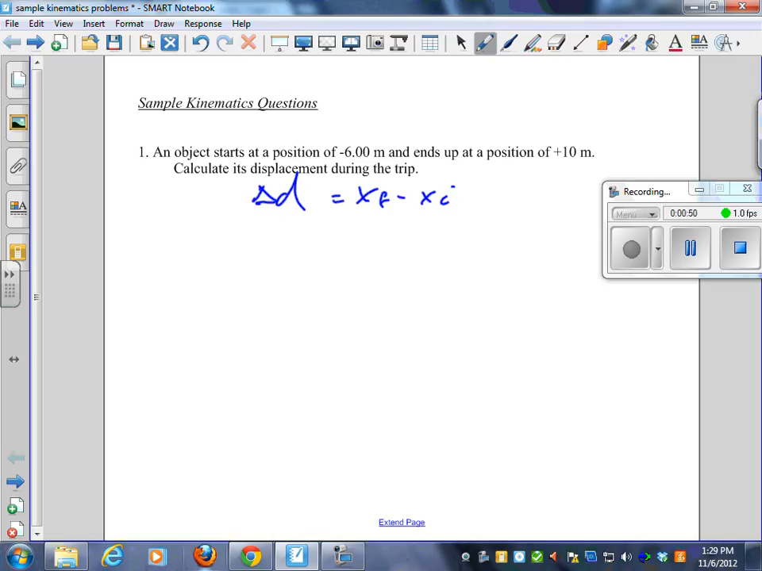All right. So what is the final position? It starts at a position of -6, so that is my initial, and that makes the other one have to be the final. Notice how I've written the formula, and then right underneath I'm going to substitute. So the final position is 10, and the initial position is minus -6. I specifically chose -6 to start so that you would see subtract -6. Giving us, of course, a displacement of +16.